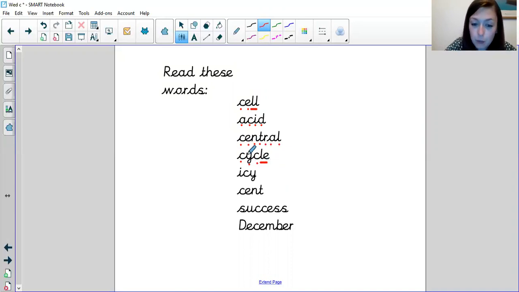Cycle. Now, this Y is being tricky right here. What's it making? It's not making a Y sound. That's right, it's making an I sound. Cycle. Okay, so just like you might cycle to work on your bike or cycle to school on your bike. What about this one? Icy. What sound is that Y making now? It's making a different sound again. It's making an E sound. Remember when we see a Y on the end of words, it's most often making an E sound. So icy, icy.